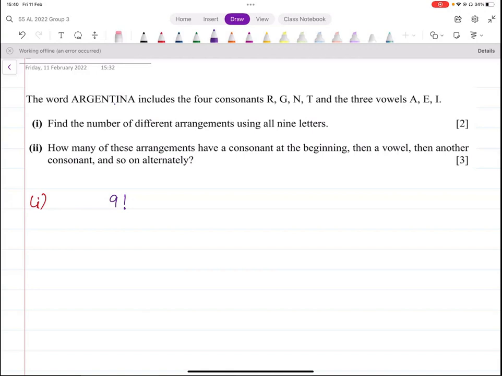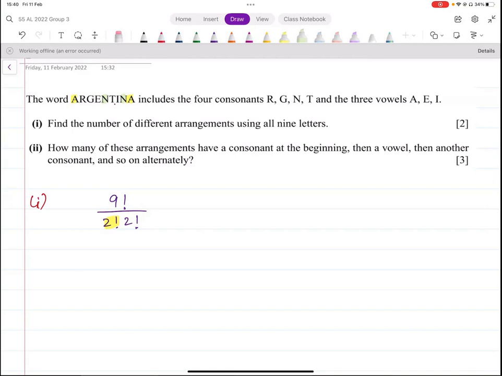But then we look at the repetitions. There are 2 A's. We have 2 factorial because of that. Are there any other repetitions? R, G, E, N. There are 2 N's. So we have another 2 factorial because of that. Okay? So that's going to be your first part here.